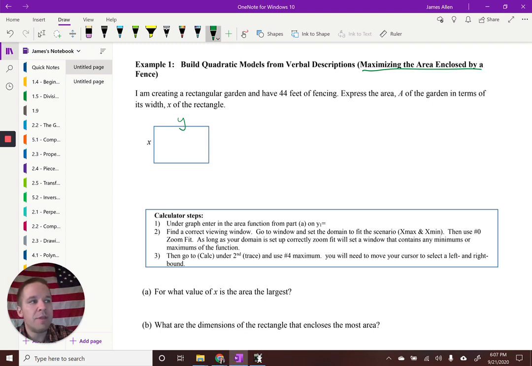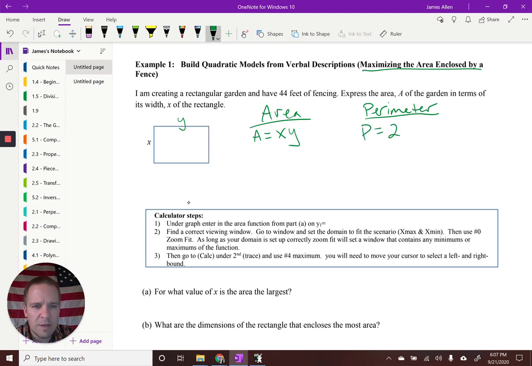All right, so then my area of this is going to be area equals x times y, okay? And then my perimeter, this would be another equation. My perimeter would be 2x plus 2y, right? Yeah, because I'd have x over here and y right here.